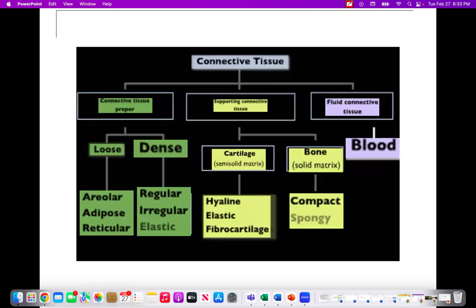Okay, so we're going to take a pause here. When we come back, we'll do an overview of connective tissue and move on to connective tissue proper. Then we'll go over supporting connective tissue and fluid connective tissue.